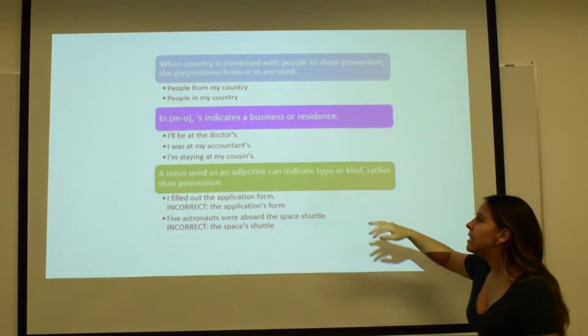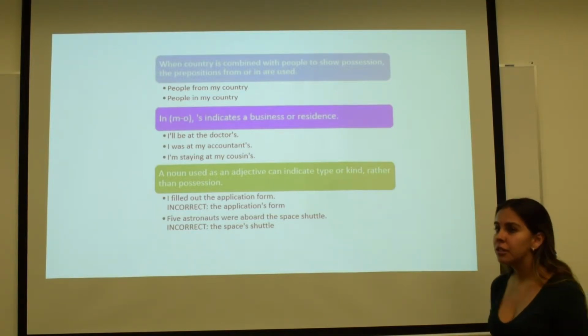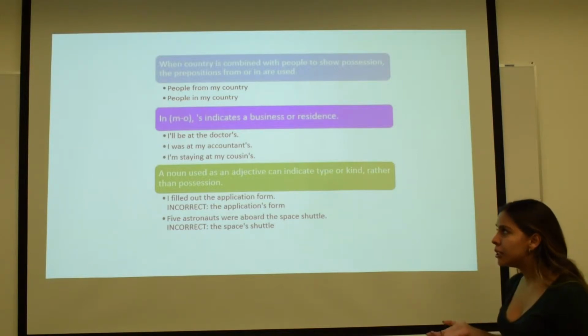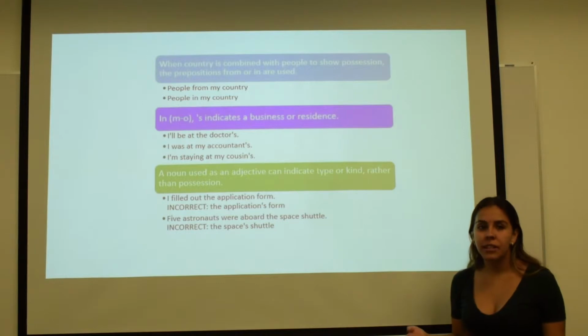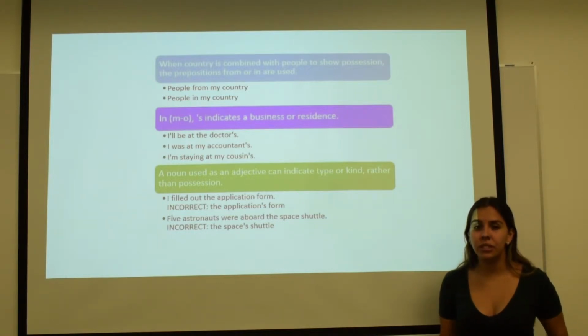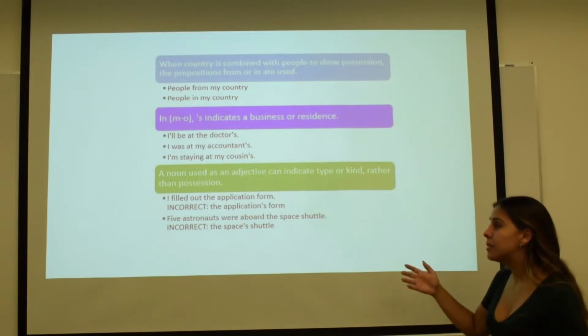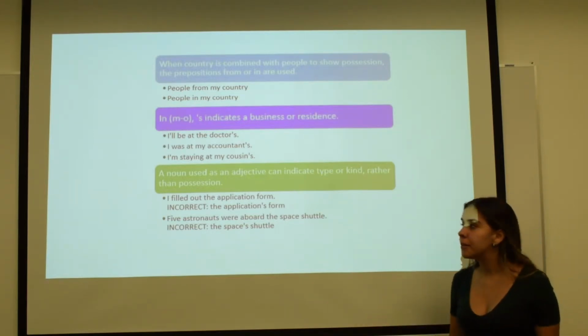Here we have, as is indicated, a business or residence. So I will be at the doctor's. I was at my accountant's. I'm staying at my cousin's. This is like a supposition. We are supposing that I'm saying I'm staying at my cousin's house.